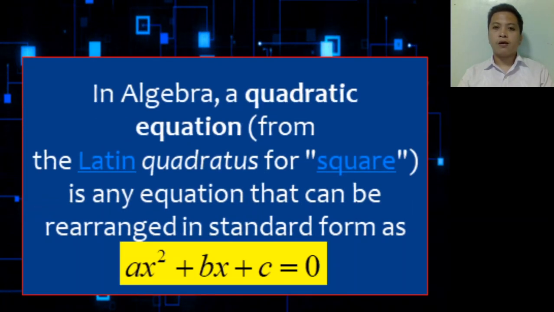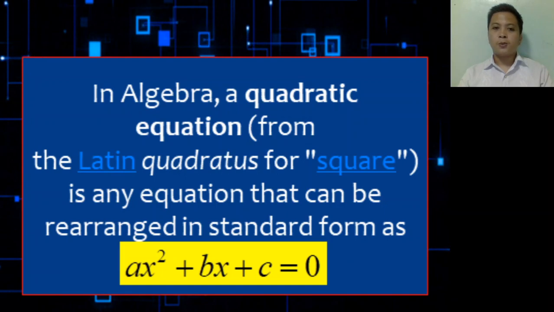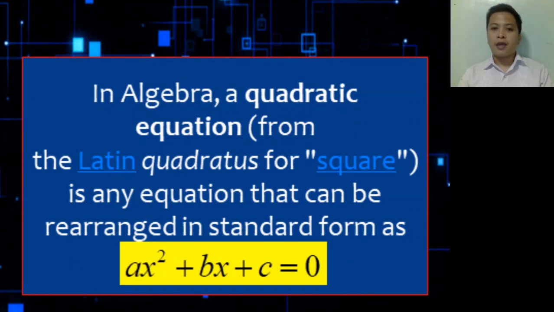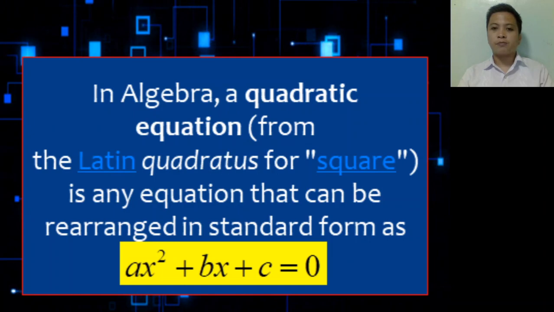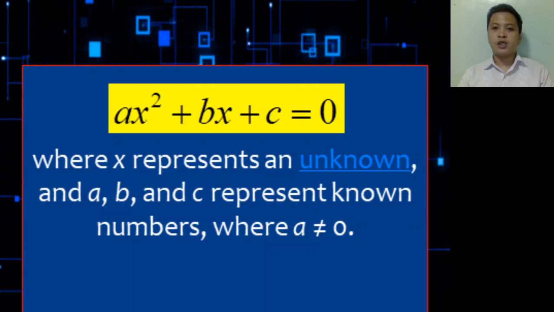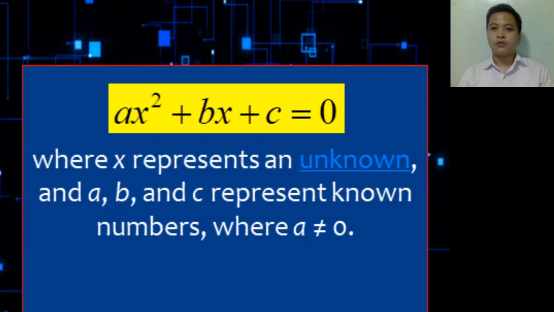In algebra, a quadratic equation, from the Latin quadratus for square, is any equation that can be rearranged in the standard form as ax squared plus bx plus c is equal to 0, where x represents an unknown and a, b, and c represent known numbers, where a is not equal to 0.